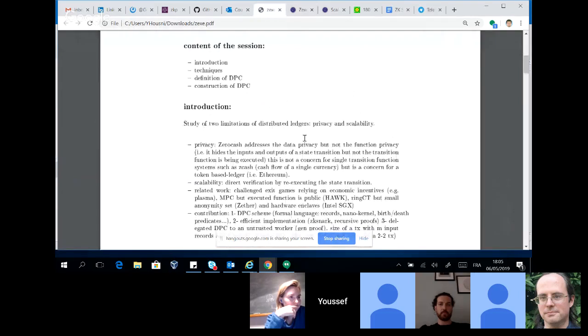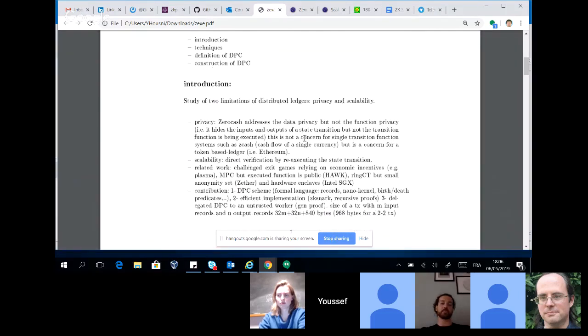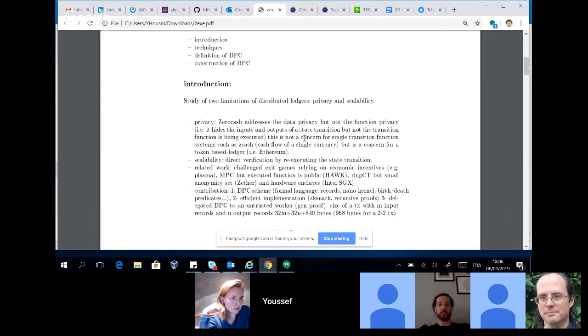So this paper studies 2 limitations of distributed ledgers. We all know them: privacy and scalability. This is because the distributed ledger or blockchain is based on transparency and consensus. Everyone is re-executing the transaction to do direct verification, and then everything is transparent. So there is no privacy per se. There has been a lot of work that addresses those limitations.